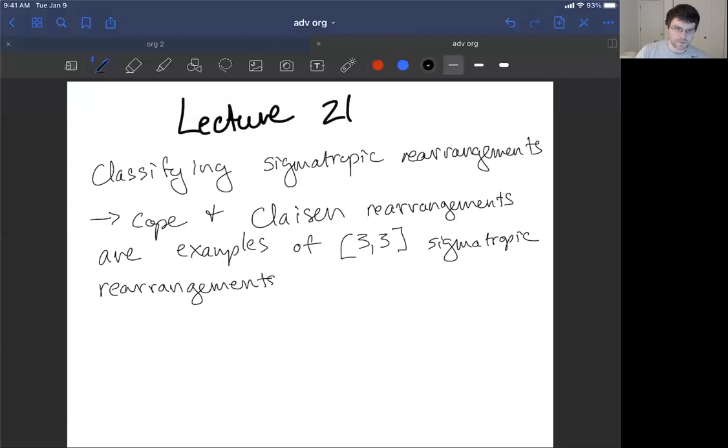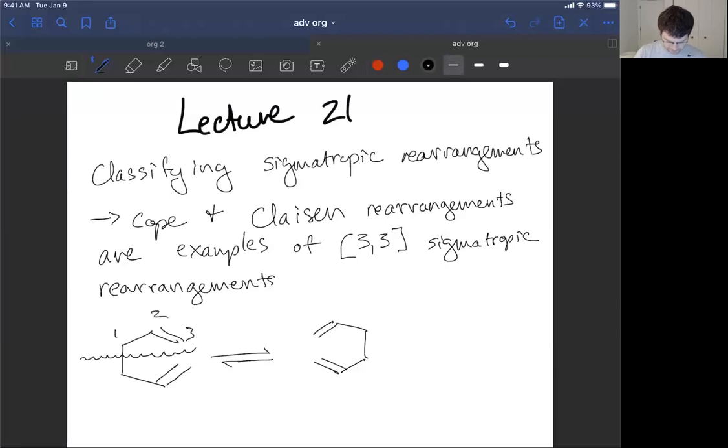And so the way I like to think about how to classify these things is if we have our pi system that's undergoing a sigmatropic rearrangement, and let's make the degenerate case the example at hand. So equilibrium constant's 1. Okay, so what I do is I cut the molecule in half, and then I count the number of atoms that are on either half. So I have 1, 2, 3, 1, 2, 3 across the atoms that are broken and formed.